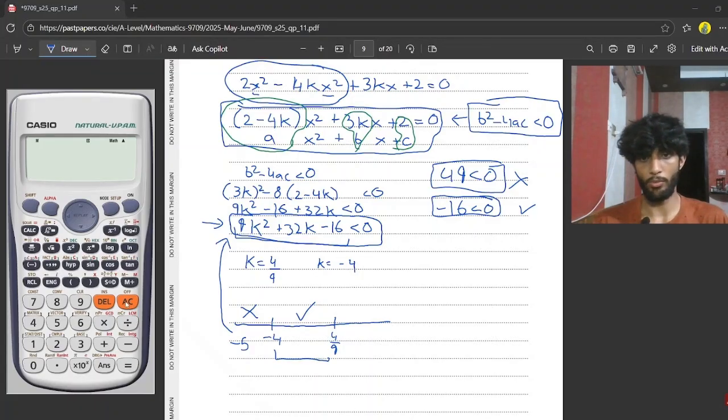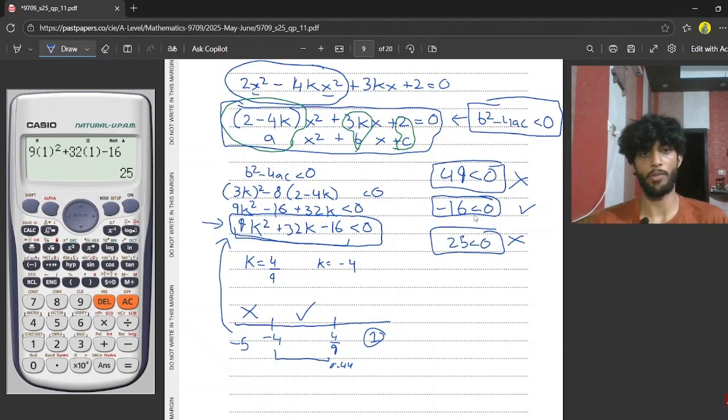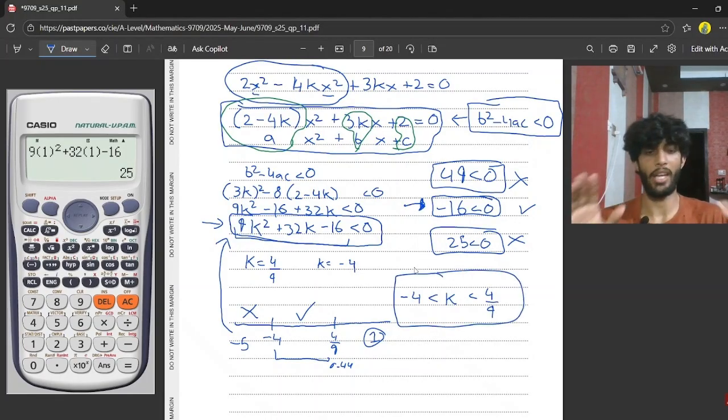For the last section, we can pick another value. So if this is 0.444, we can pick 1 from this side. And then we have 9 times 1 squared. I don't even have to write 1 because this is just going to be 9, right? But anyways, I'll write it anyway. 1 over here and then negative 16. So this is 25. Is 25 less than 0? It's clearly not less than 0. So this value doesn't check out either. So if k is greater than negative 4 and k is smaller than 4 by 9, so between this range, any value of k that you choose, your line will not intersect your curve.